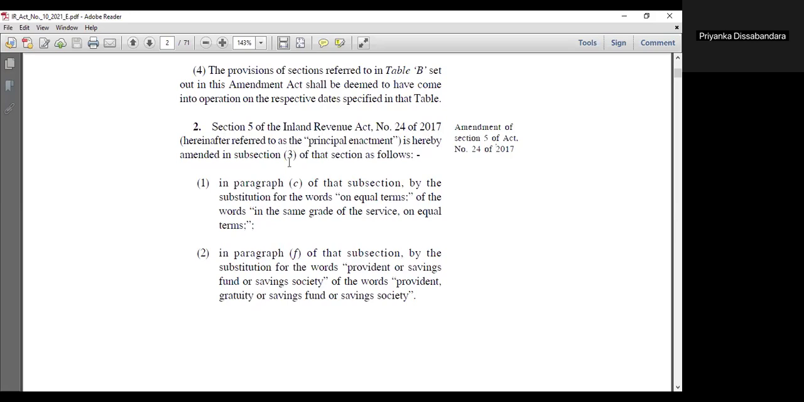Subsection 3. Subsection 3 is for what? Subsection 3 is for excluding some items of the employment income. 1 is for the explanation, 2 is for the inclusion, and 3 is for exclusion. So some items are excluded under subsection 3 of section 5. So for that subsection 3, we have made an amendment. Under subsection 3, we had several categories.